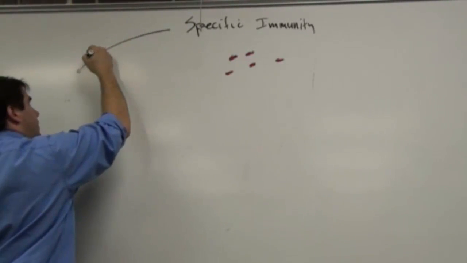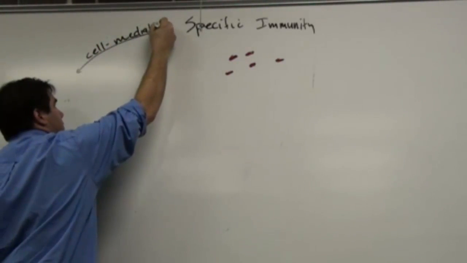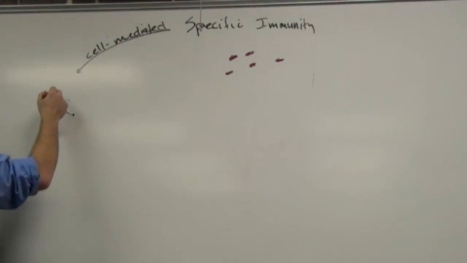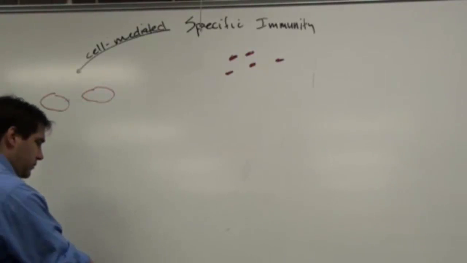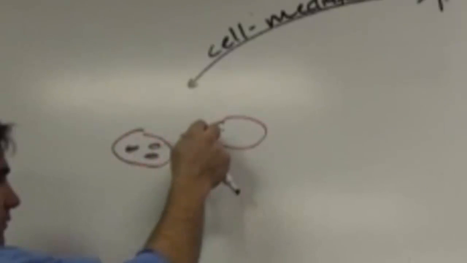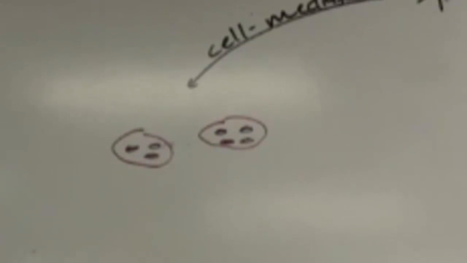This is what's called the cell-mediated. And this part essentially attacks cells that have already been infected. So those are cells, the red little circles are cells that have been infected by the purple bacteria.